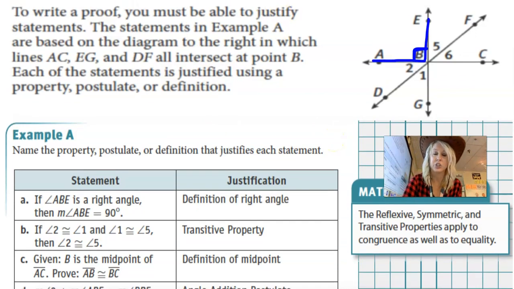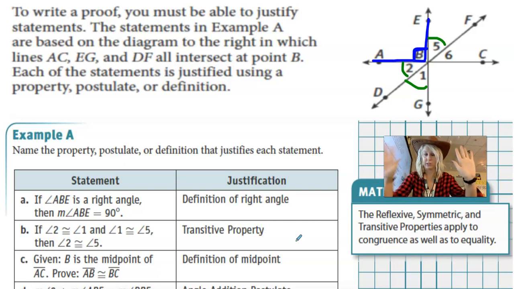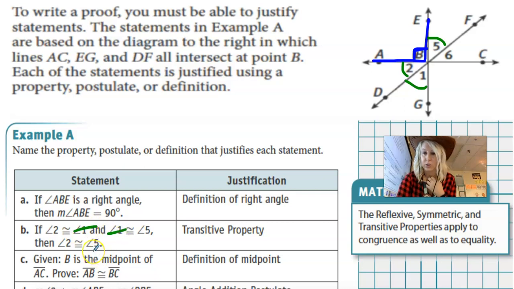B says if angle 2 is congruent to angle 1, congruent means equal, and then angle 1 is congruent to angle 5, then I know that angle 2 has to be congruent to angle 5. This is called the transitive property, back to algebra. If 2 is congruent to 1 and 1 is congruent to 5, then 2 is congruent to 5. So these 1s in the middle kind of cancel each other out, leaving you with 2 and 5.